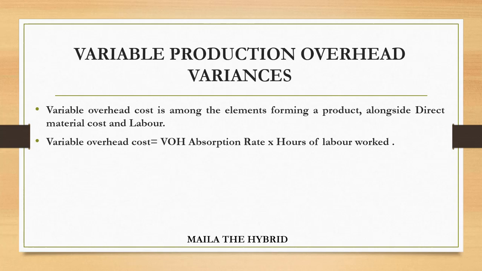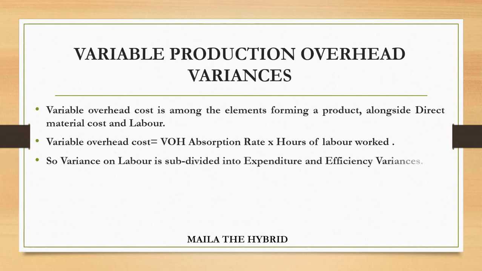By variable overhead absorption rate, we just take variable overheads divided by the activity level specified. It could be machine hours, not necessarily labor hours, but this is a common practice. We usually use labor hours. That's why I use labor hours. So we'll have two variances, one based on the rate and the other based on the hours worked.